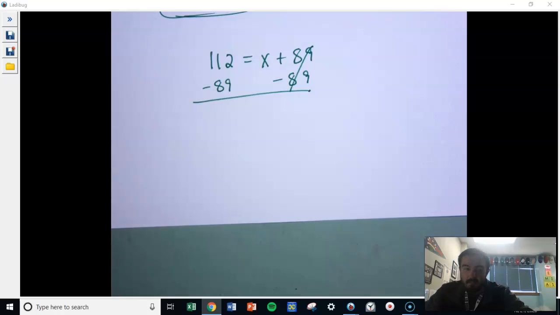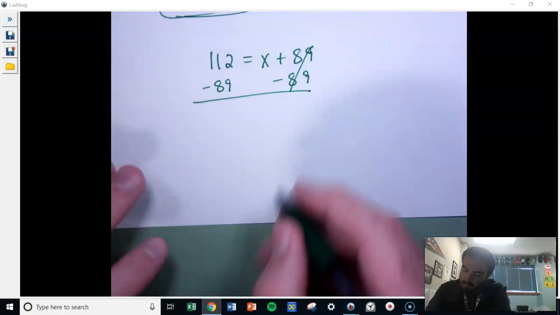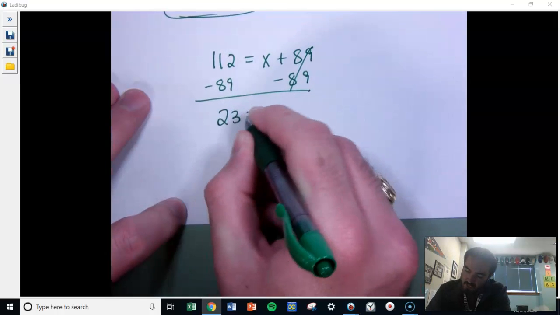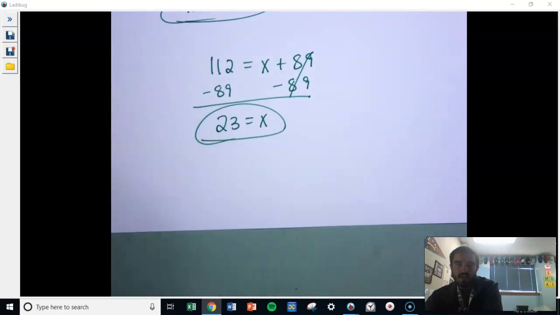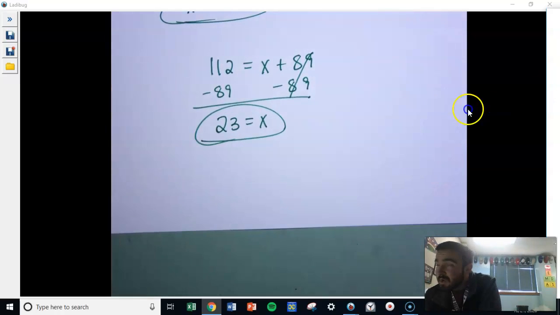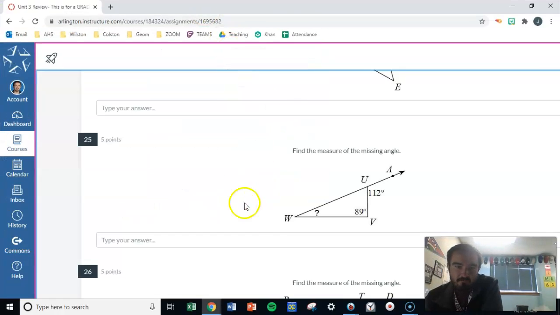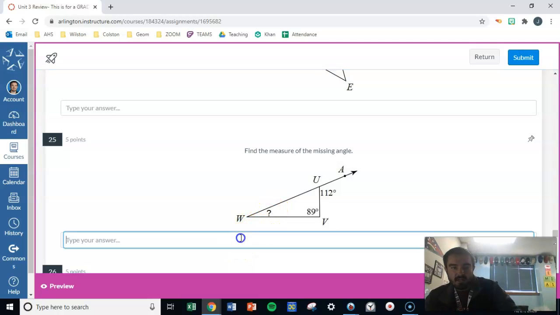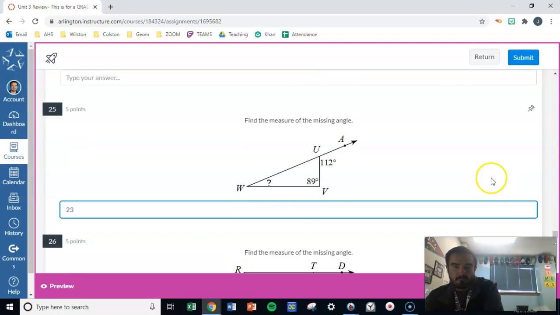112 minus 89 would be 23. So 23 would equal x. Not too bad. So either way, guys, you can do it. So our missing angle right here would be 23.